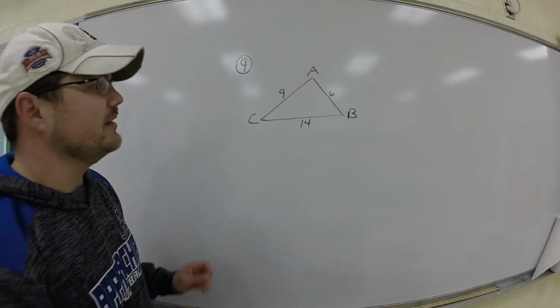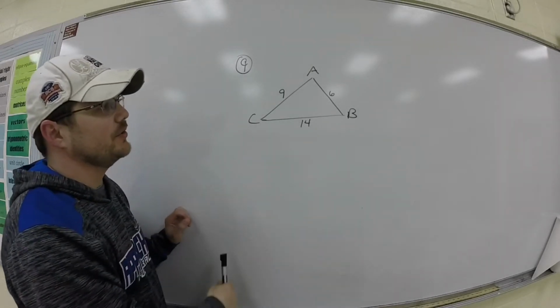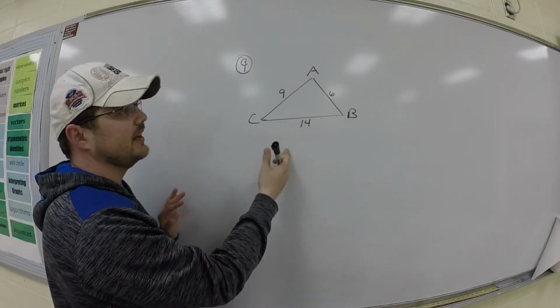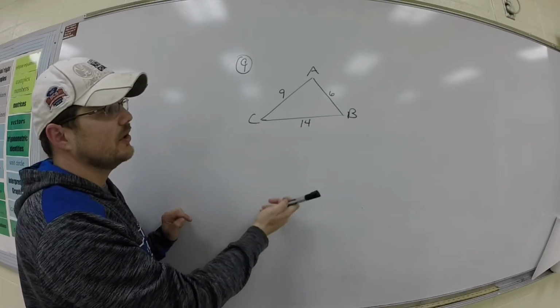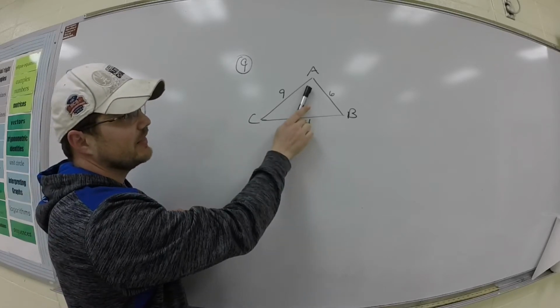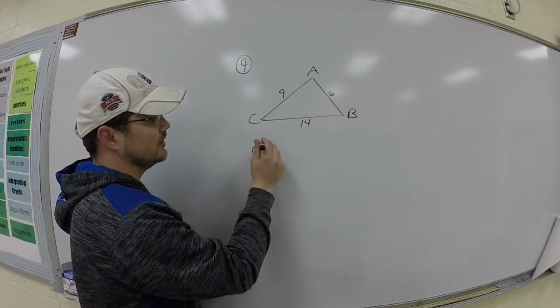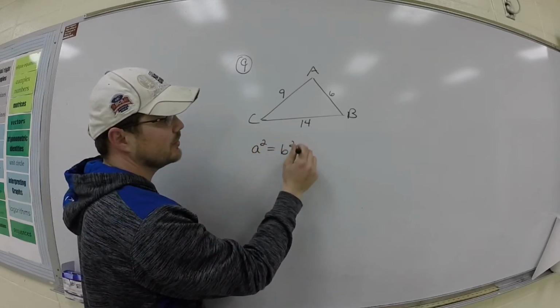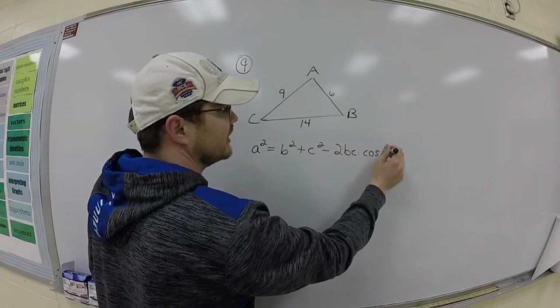Okay, number 9, we're not given an angle, so we're going to do law of cosines. And when you're finding an angle and you don't have any angles, you need to find the largest angle first. And so the largest angle is going to be across from my largest side. So I'm going to find this angle, and we're doing law of cosine, so we're going to use a squared equals b squared plus c squared minus 2bc times cosine of angle A.